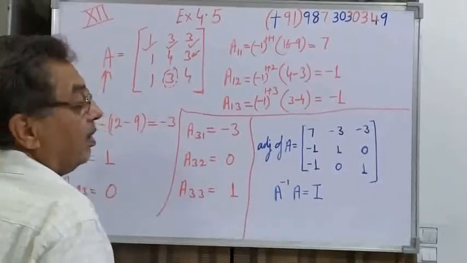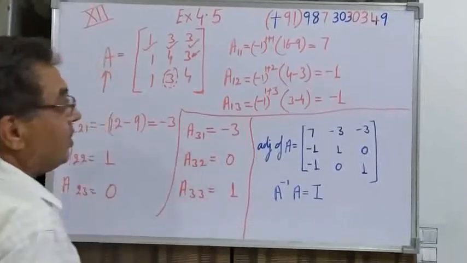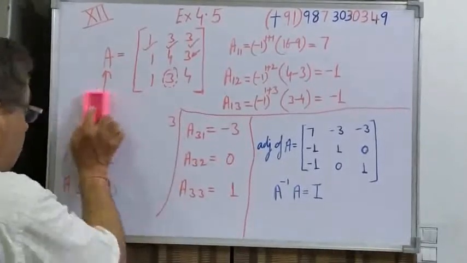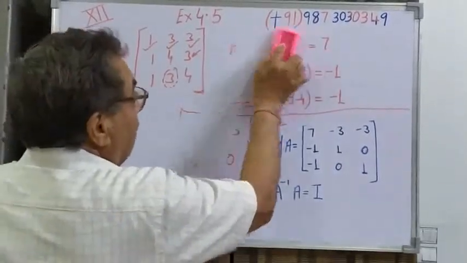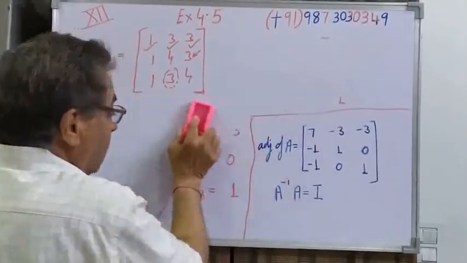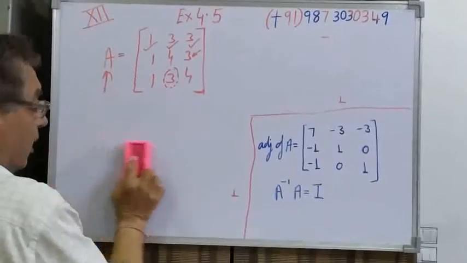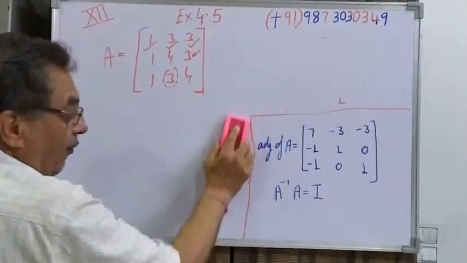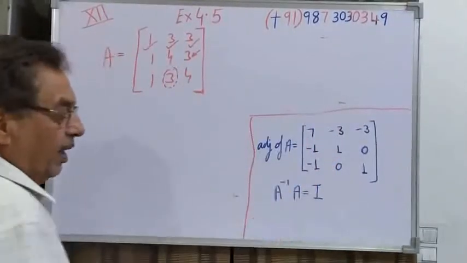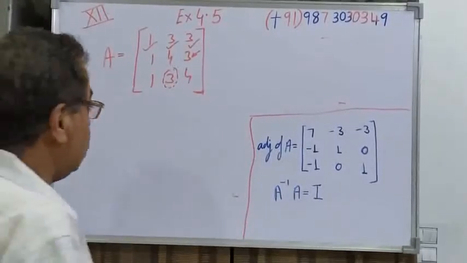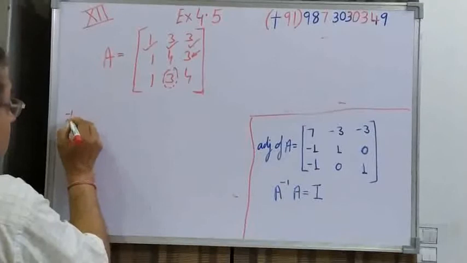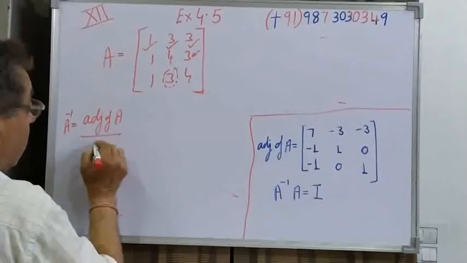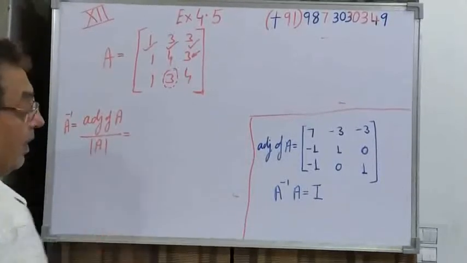Because both are square matrices, they will have the same order. So now, what is the formula for getting the A inverse? A inverse is obtained by simply dividing the adjoint of a matrix by the determinant of the matrix. So this is the adjoint of A. If divided by its determinant, A inverse is equal to adjoint of A divided by determinant of A. So we will obtain this one.